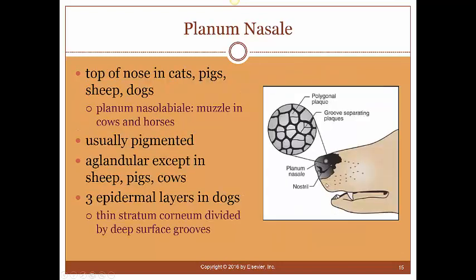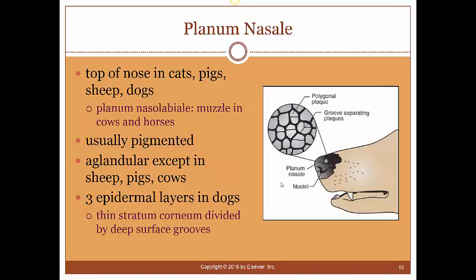Planum nasale, so this is on the nose, and usually this is just 3 layers thick. It can sometimes be thicker in some species to have all 5 layers, but in dogs and cats we're just going to see the 3 layers. It's got polygonal plaques and grooves on them. We know in dogs this helps in recovering scent for them. It can also give surface area for cooling. It's pigmented, so it can be black or it can be pink. There can be some variation depending on coat color and hair.